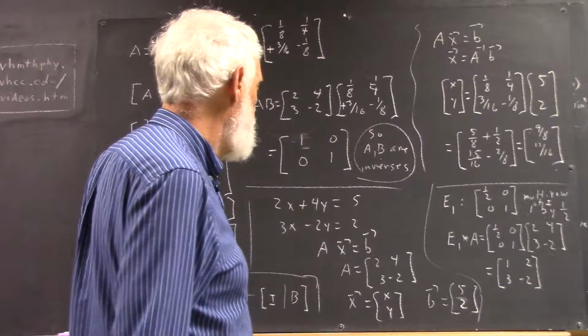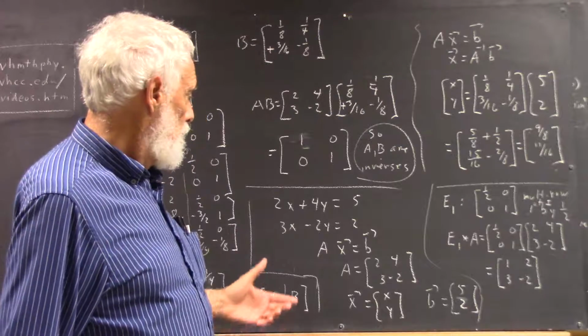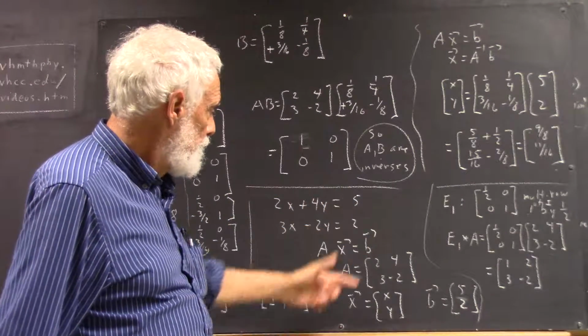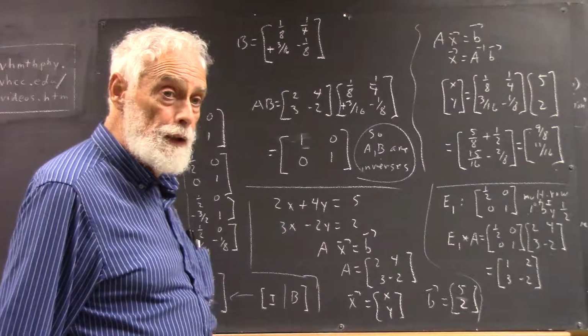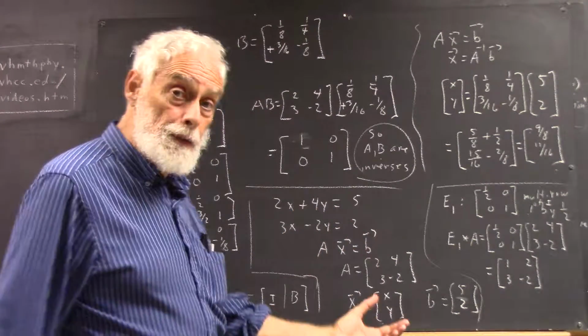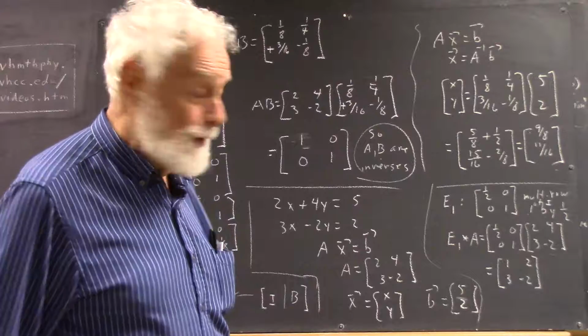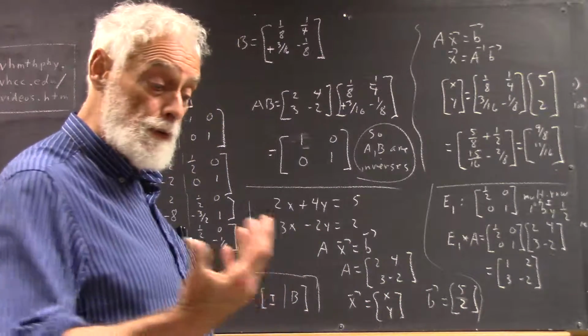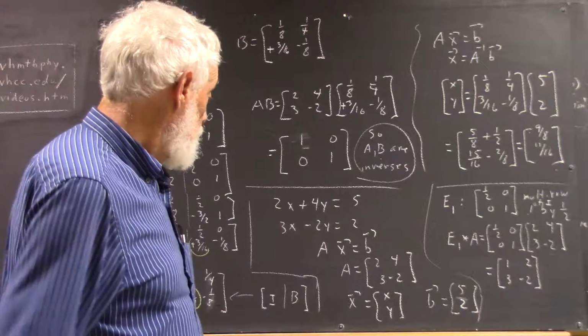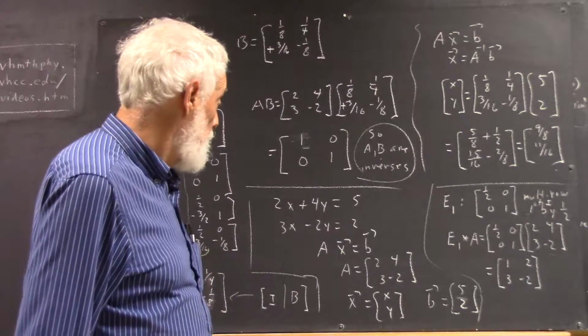Okay, now, we want to take the system, 2x plus 4y equals 5, 3x minus 2y equals 2, and write it as a matrix equation. And then we're going to reduce the matrix to the inverse and use the inverse to solve the equation. So, what do we get?